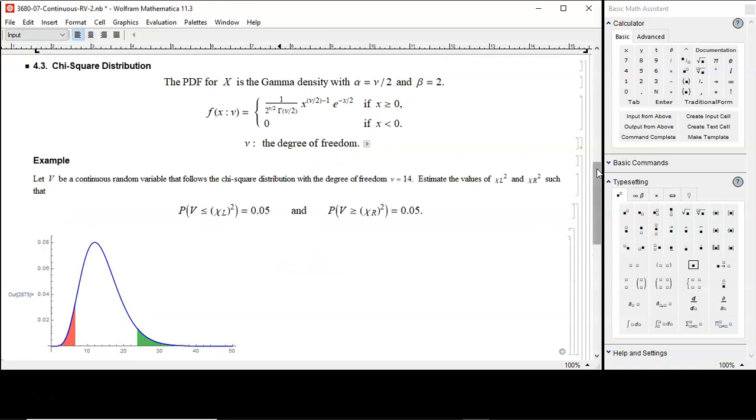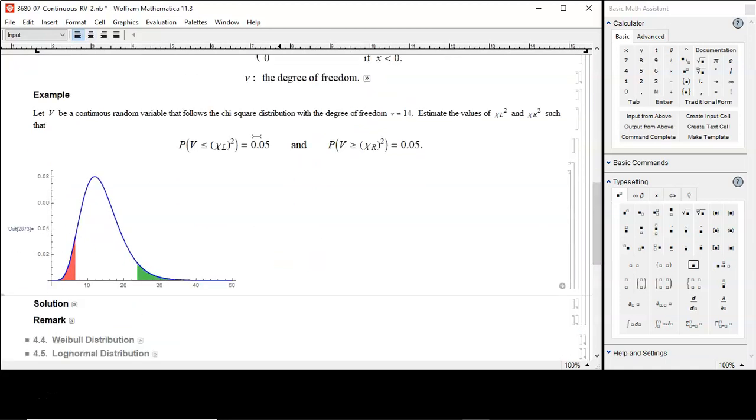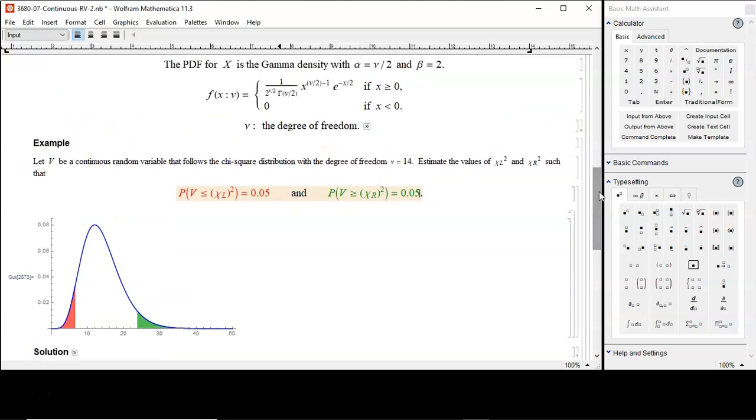Here's a visualization. This red shading is 5% and that corresponds to this. And this green shading corresponds to the second expression here. So 5% here, 5% there. Now, how do you find out those chi L squared and chi R squared?